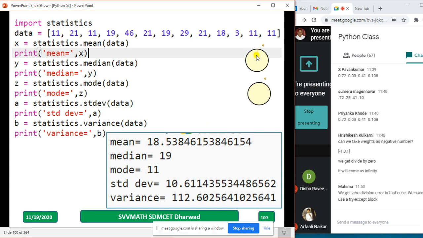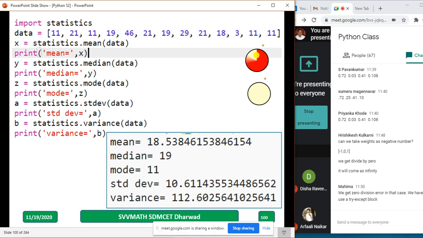So copy down this. Let me see the chat, what others are telling. Go through, copy down all these things. Statistics.mean, statistics.median, statistics.mode, and statistics.stdev. Also, variance. One should know what is the meaning of standard deviation. One should know what is the meaning of variance. Only we are discussing how to find out in Python. That we are discussing. If you don't know all those things, go through.